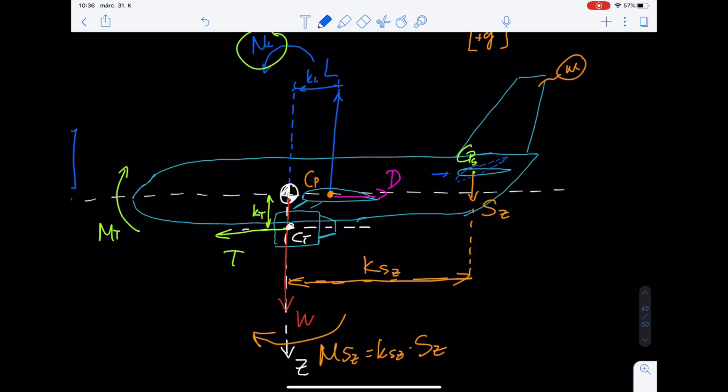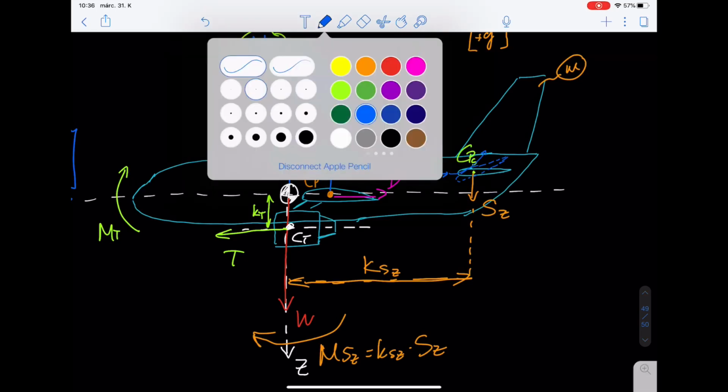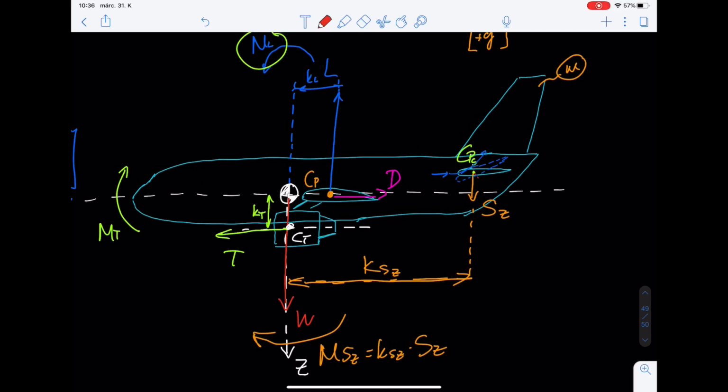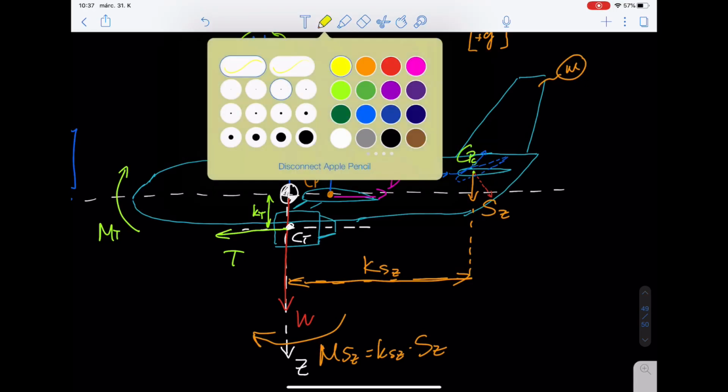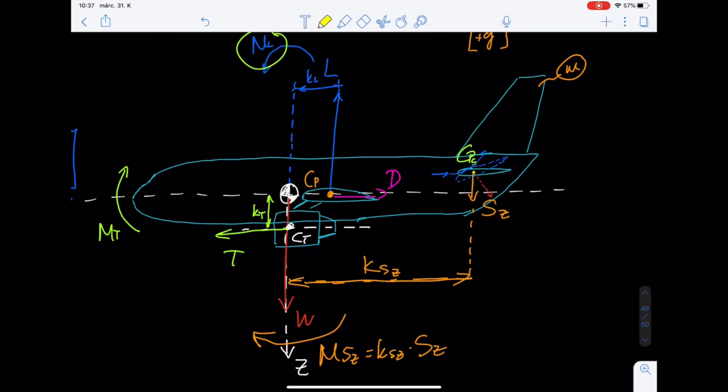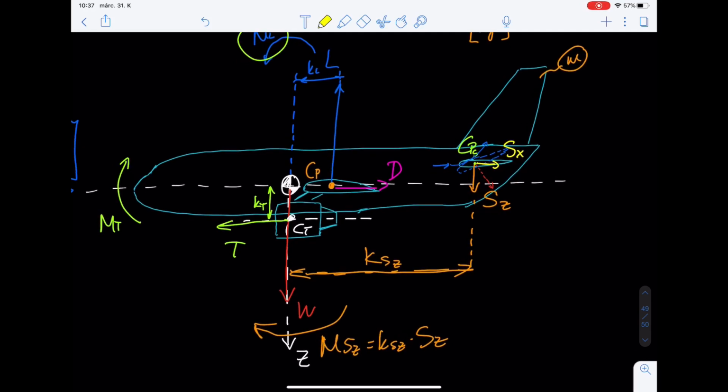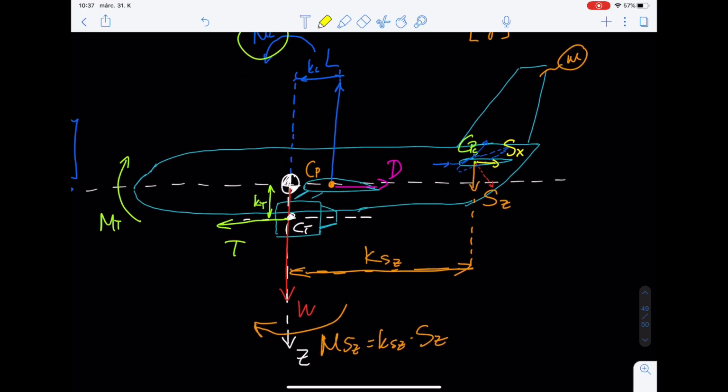Right, because it deflects the stream of airflow in this direction, therefore your resultant force would be pointing in this direction. The two components are, as we have already drawn up, the Z component of the stabilizer force, and we're also going to have an X component of the stabilizer force, which is basically the drag generated on the stabilizer.